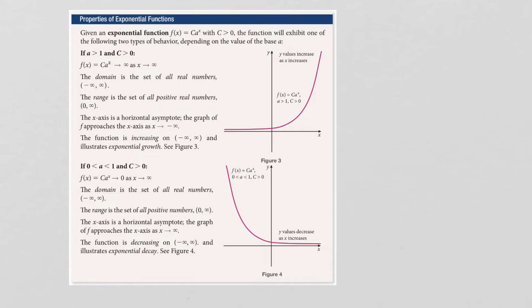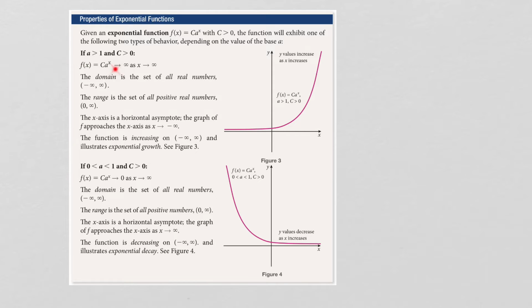So now we'll generalize some properties of exponential functions. If we're given some exponential function c times a to the x, and let's assume for a minute here that c is a positive number, the function will look like one of the following, either this graph or this graph. So if a is greater than 1, so the base is greater than 1, and c is a positive number, then we will have the graph that we just looked at on the previous page.